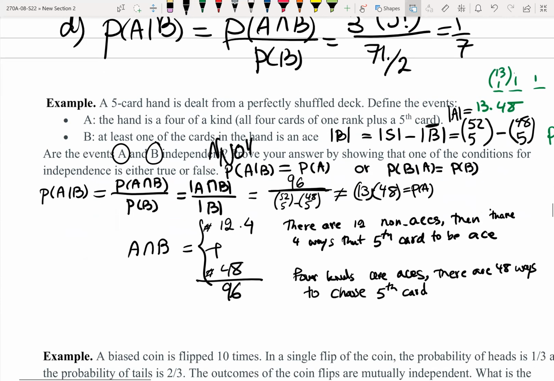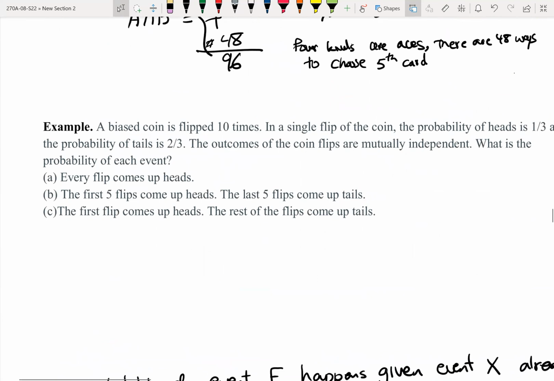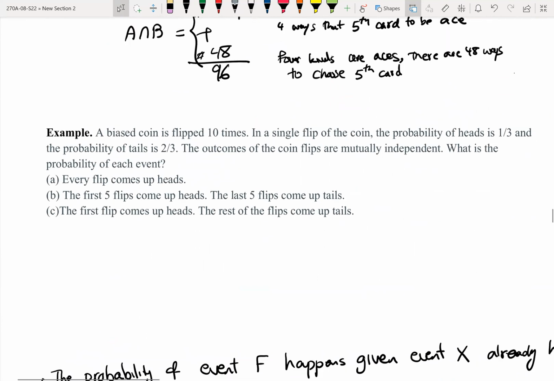Even if you think logically, it depends, right? When you're having a hand which has 4 of a kind, and you're supposed to choose at least one of them to be an ace, if the ace comes in one of the cards, that changes the chances for the other cases. So that makes sense to be dependent, really. We have done this type of problem, so I'm not going to do this one.